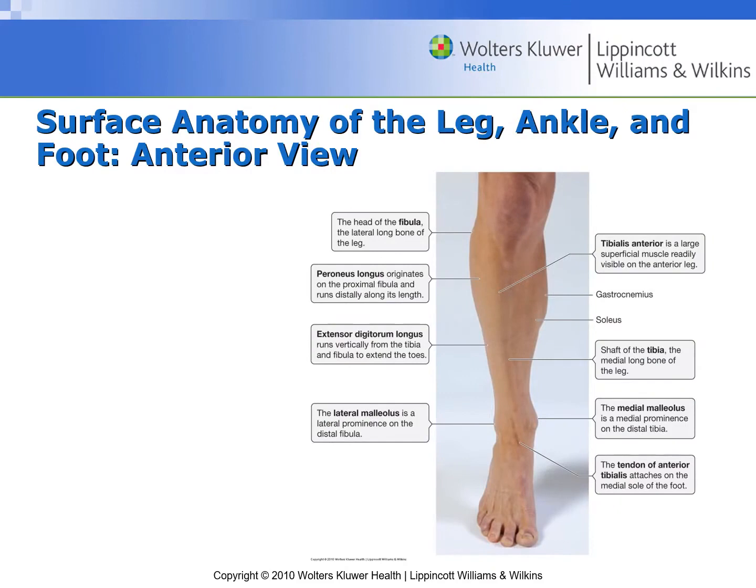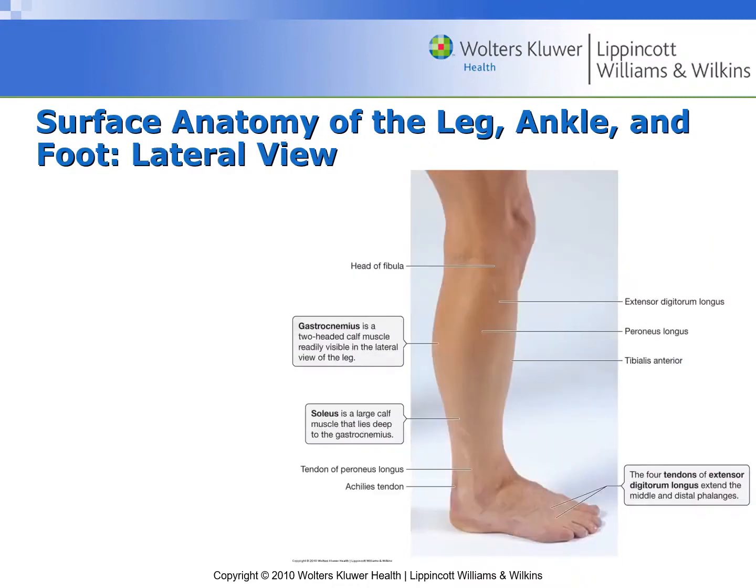Over to the right most superiorly, we see the tibialis anterior, which is a large superficial muscle which readily is visible on the anterior leg. We also see the gastrocnemius and the soleus muscles. The shaft of the tibia is the medial long bone of the leg. The medial malleolus is a medial prominence on the distal tibia. The tendon of anterior tibialis attaches on the medial sole of the foot.